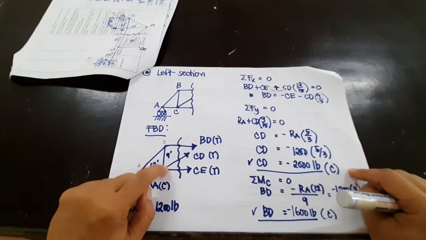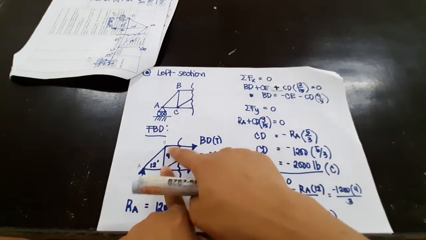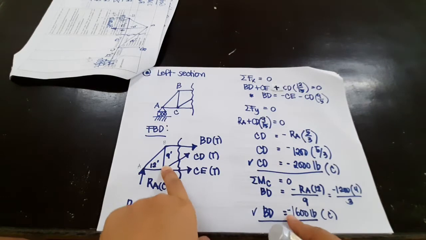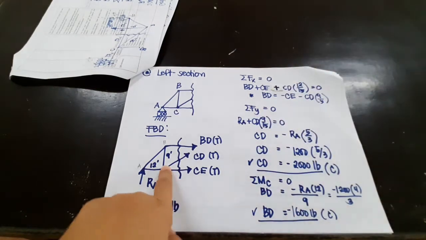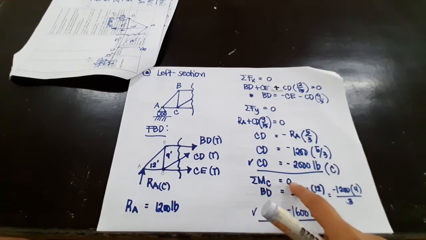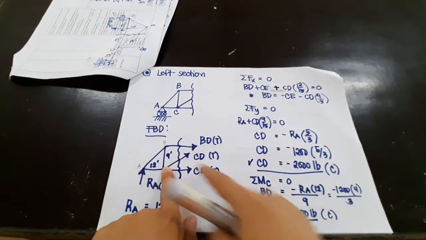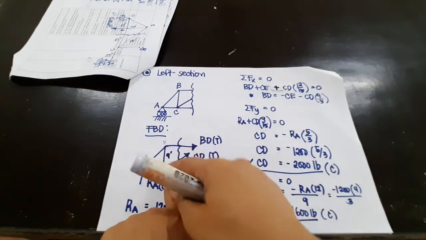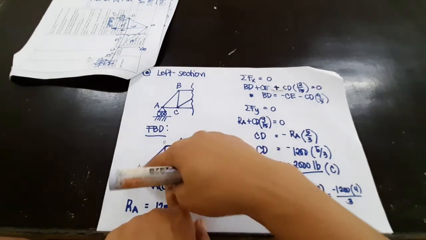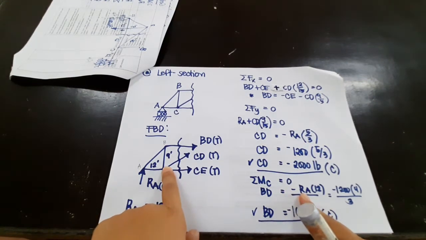So we take moment at C. Why do we take moment at C? We can take moment at C so that we can immediately solve for BD. Whichever comes first, that's okay. So we take moment at C, and that would be equal to 0. And so we have BD times moment arm of 9, and it's positive, and this is also positive, so that would mean that the other one is negative.